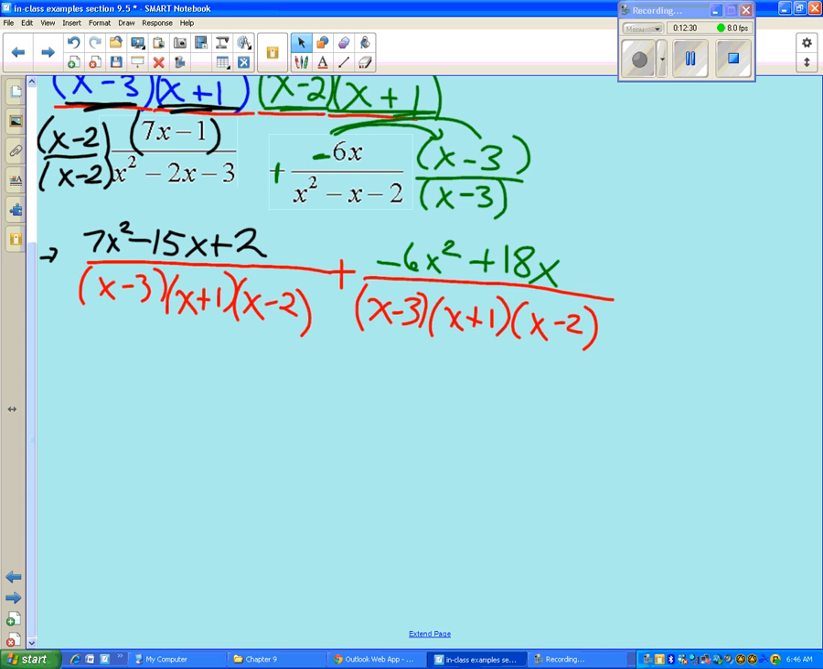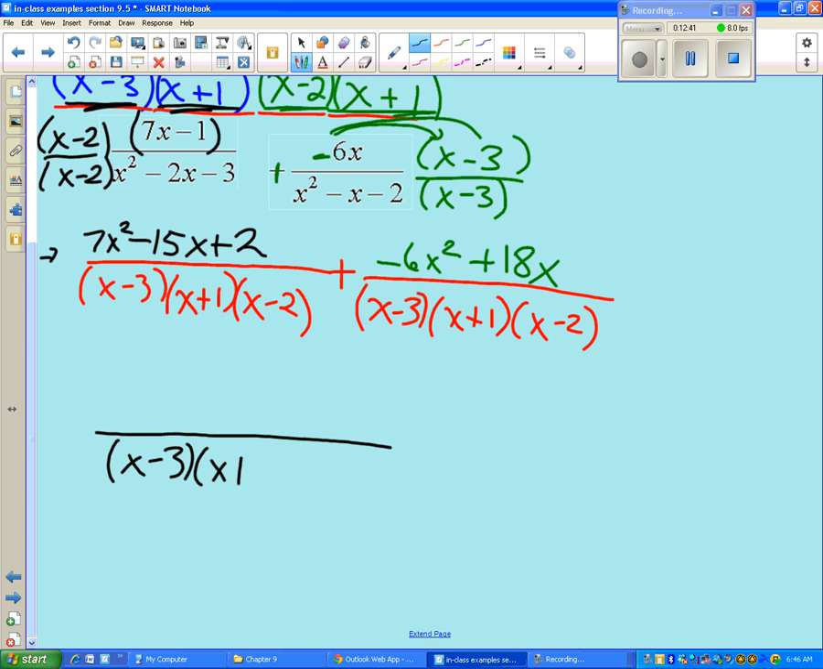Now that I have a common denominator, I can go ahead and write this with one denominator, x minus 3, x plus 1, x minus 2, and put it all together. 7x squared plus a negative 6x squared is 1x squared. Negative 15x plus 18x is a positive 3x, and then I have a plus 2.